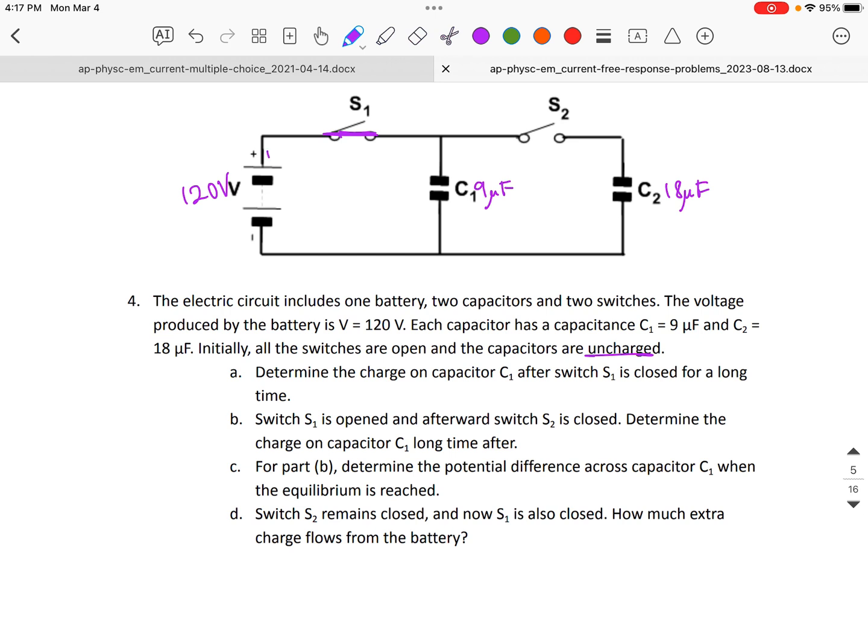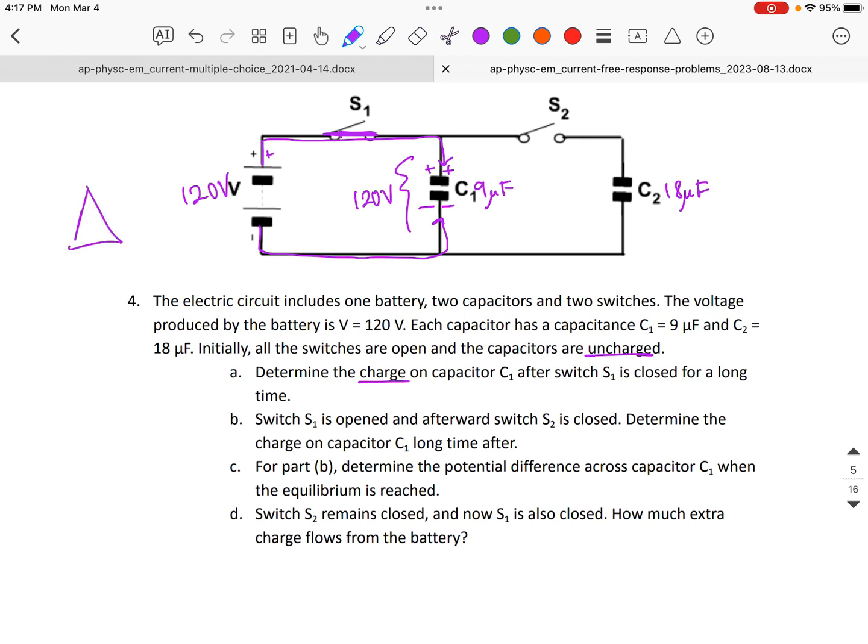All the positive voltage on the top of this battery will move to the positive side, and then all the positive charges will attract the negative charges from the side of the battery. So we end up with a full 120 volts that is transferred from the battery to the capacitor. So in this scenario, we are trying to determine the charge on capacitor 1.